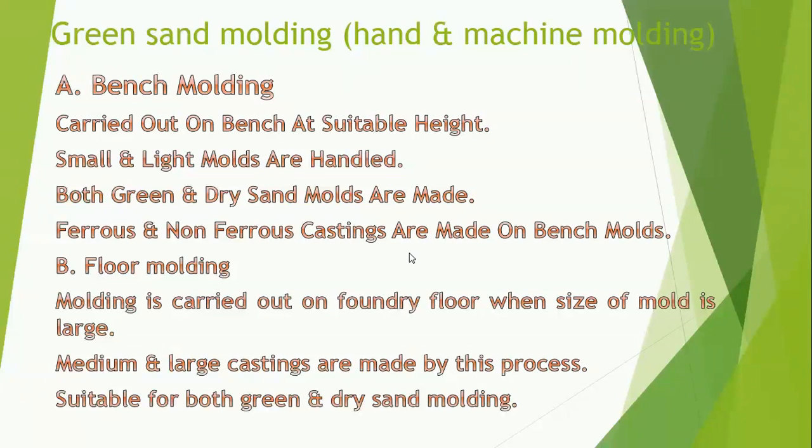Green sand molding means presence of silica sand, binding material and moisture, that is green sand molding. And dry sand mold means silica sand along with sodium silicate liquid base binder with CO2 gas, that is called dry sand molds. Both bench molding and floor molding are suitable for green and dry sand molds.